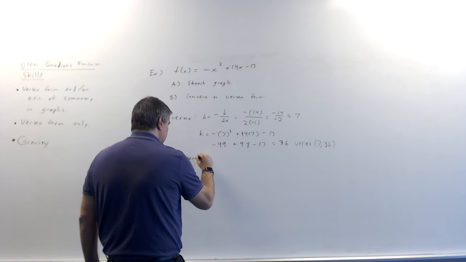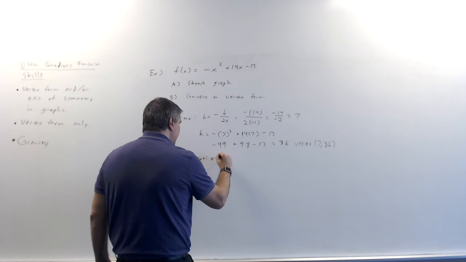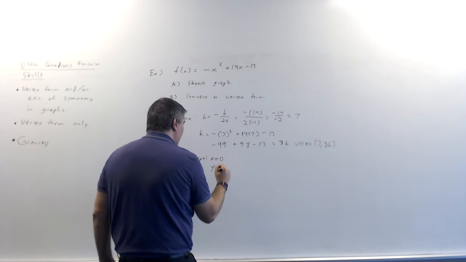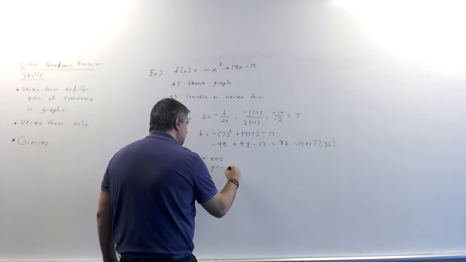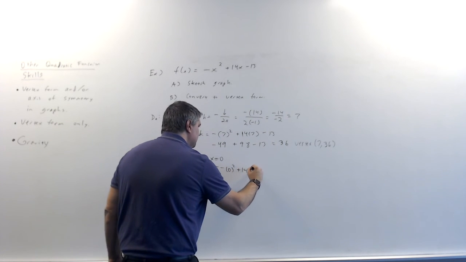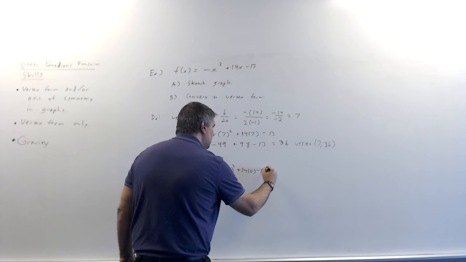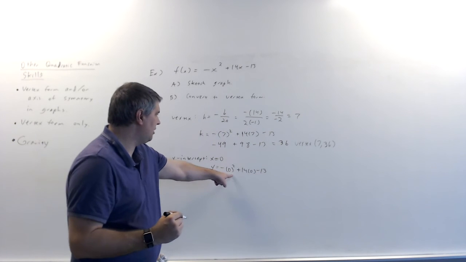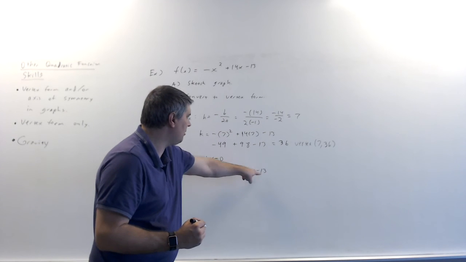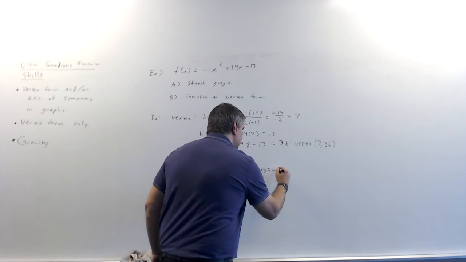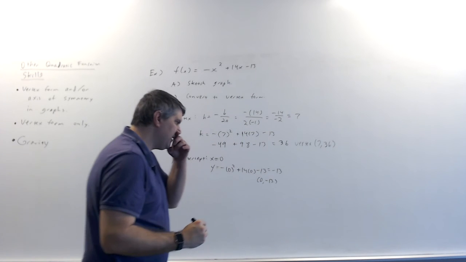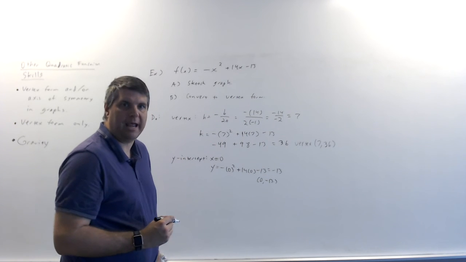Y-intercept. x equals 0. y equals -0 squared plus 14 times 0 minus 13. 0 squared is 0, -0 is still 0. 0 plus 0 minus 13 is -13. So we have 0, -13. Okay?